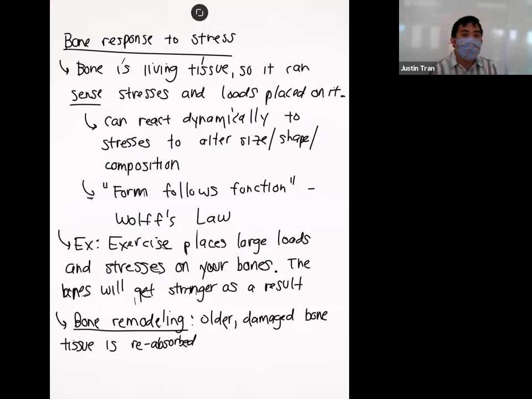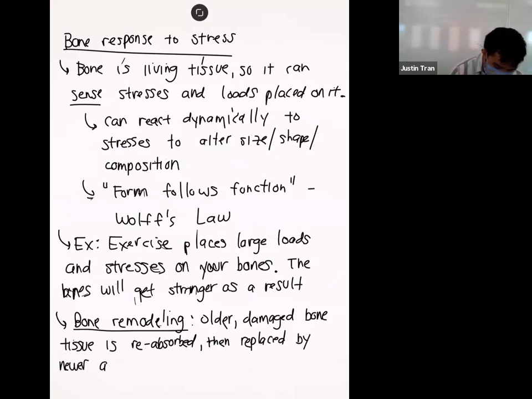And by reabsorbed, what I mean is that these materials are taken into your bloodstream and ejected out from your body. And then these damaged older materials are replaced by newer, stronger bone materials.